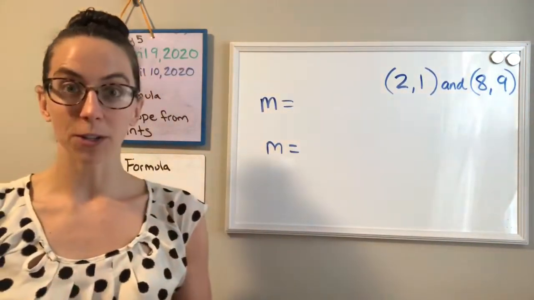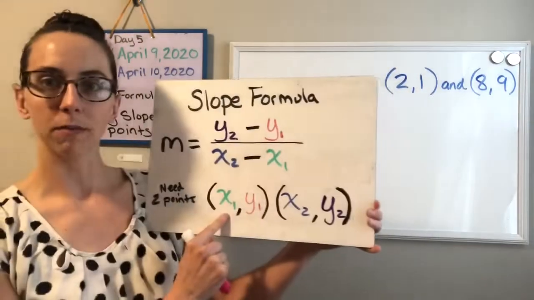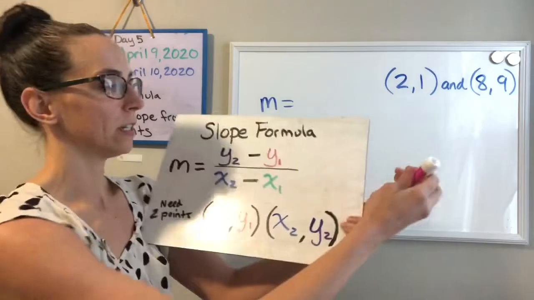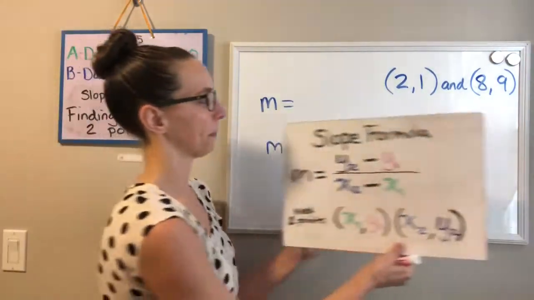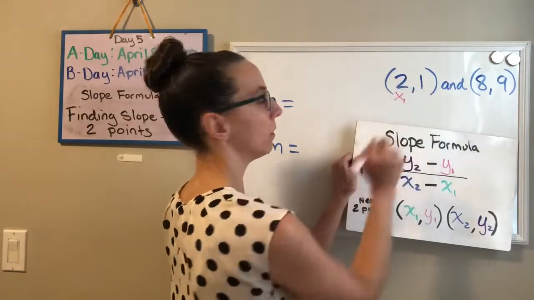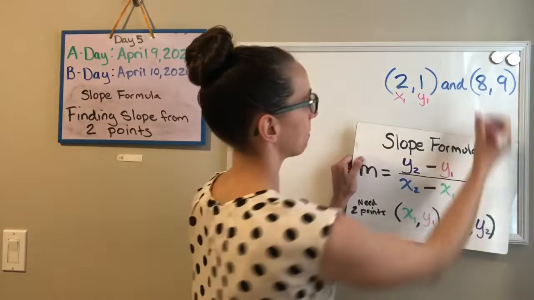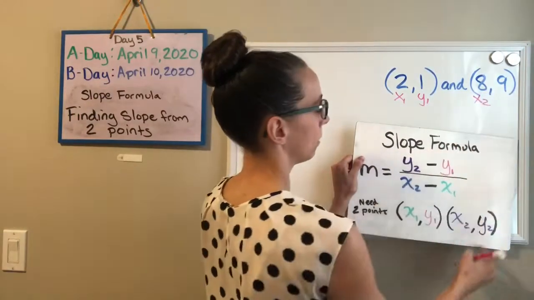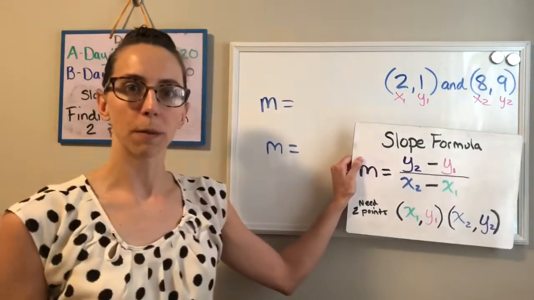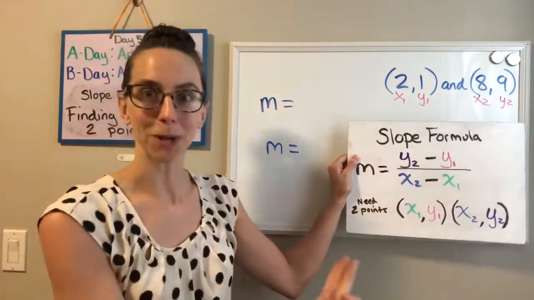Before I do anything, I should mark out which number is representing my x1 value, my y1 value, my x2 value, my y2 value. So in this case, 2 is my x1, 1 is my y1, 8 is my x2, 9 is my y2. So I've just identified which number is representing which term in this case.